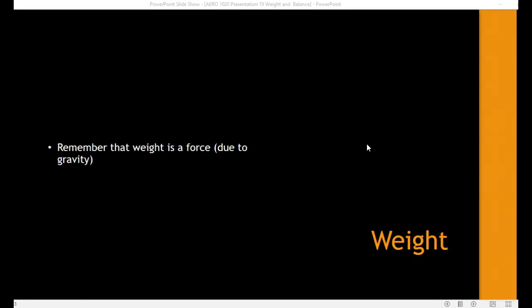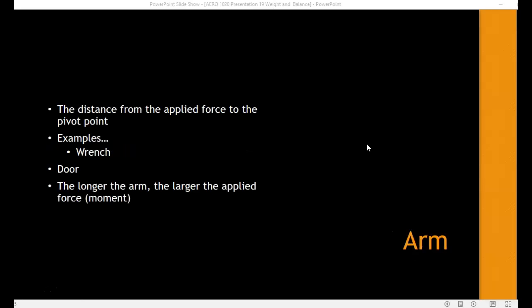Remember, weight is just a force, and it's a force due to gravity. The arm is the distance from an applied force to a pivot point. And you can think of different size wrenches, each with different length handles. The wrench with the longest handle is going to have the most force. So think of that handle as the arm.